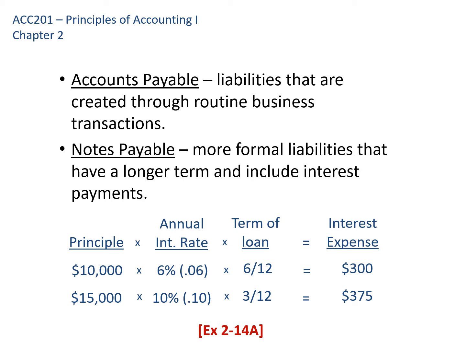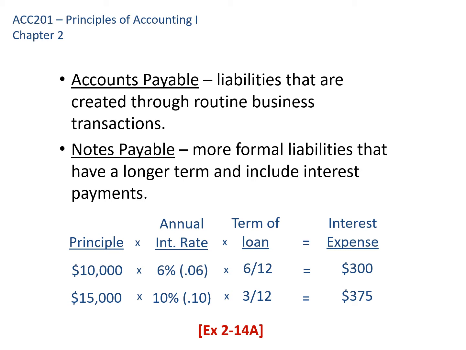Okay, so for example, in that first one there, we have $10,000 in principal. That's the amount we owe. The annual interest rate is 6%, which we would multiply by 0.06. We'd convert that to a decimal. And the term of the loan is going to be the number of months that it is outstanding divided by 12. Always divided by 12 because the interest rate is for a year.